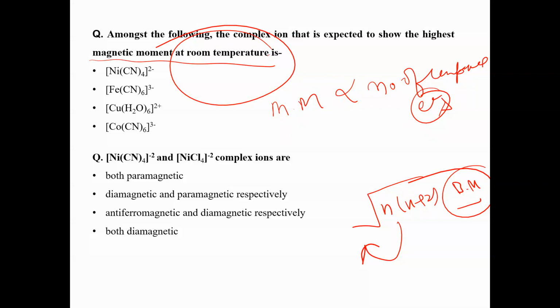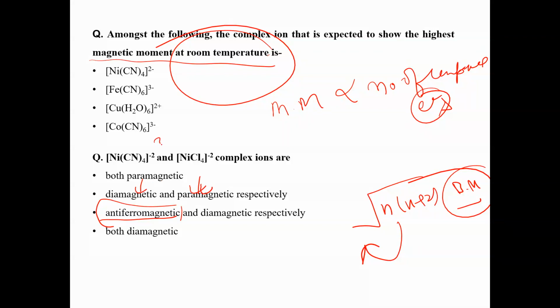The next one has two complexes, similar to other questions. You have to identify the magnetic properties. Which one will be paramagnetic? Which one will be diamagnetic? You don't need to take care of this term, antiferromagnetic. It will be discussed when you read the magnetic properties of complexes. It is basically related to the arrangement of the spin of electrons. So here this term doesn't matter. You just have to take care of these two: which one will be diamagnetic and which will be paramagnetic in nature.